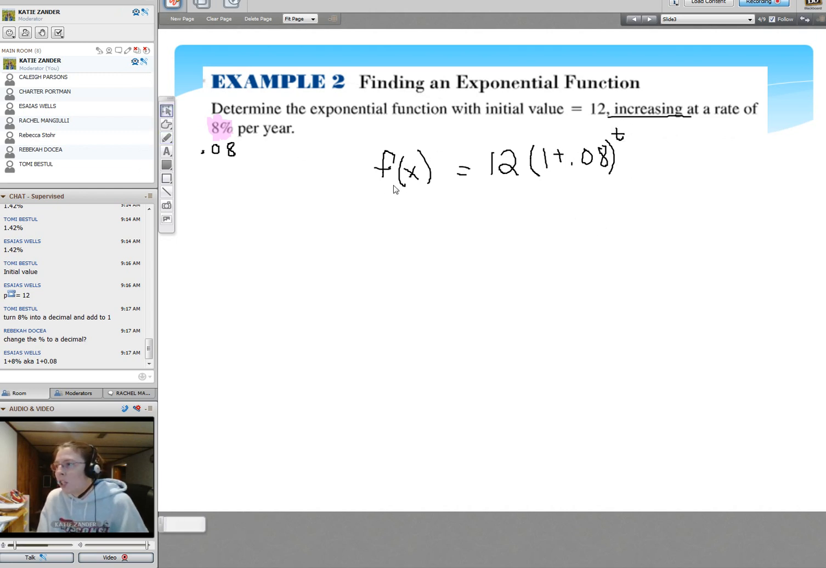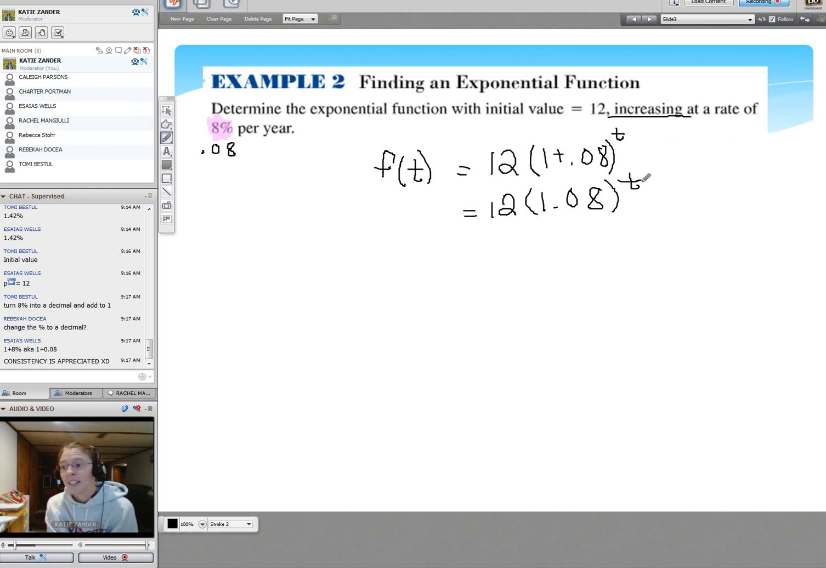And technically, if I'm going to use t as my variable, I should come back and put t out here as well, just to stay consistent. So a 1.08 needs to be inside your parentheses there. That is the base at which you are growing by. Questions? Consistency is appreciated, that is for sure. Questions with that? Not too bad, right?